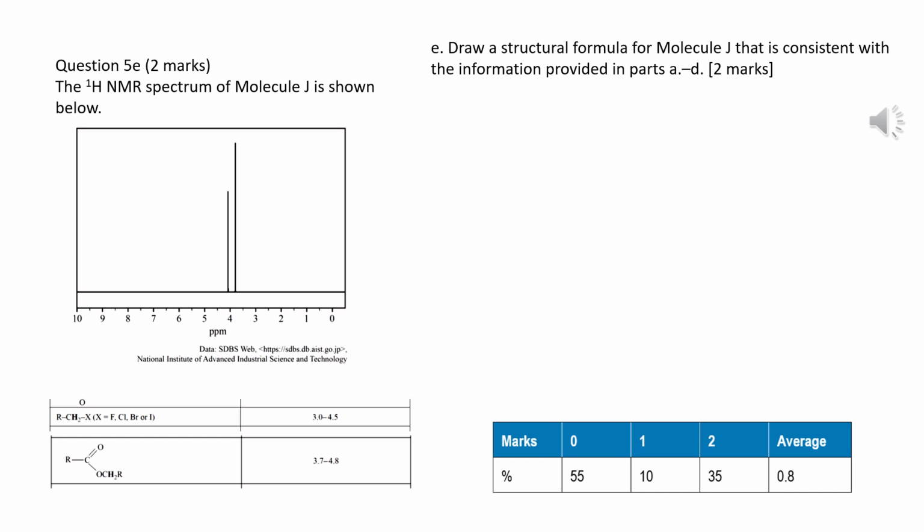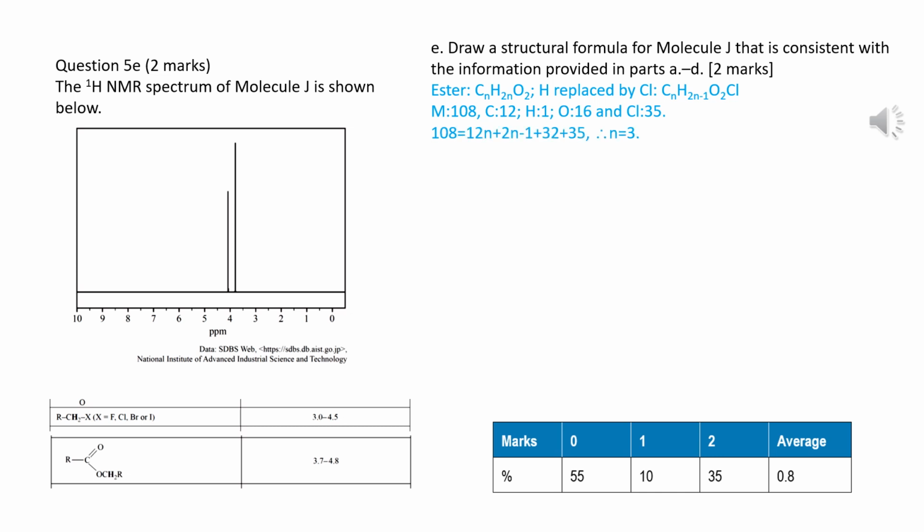If this ester does not contain chlorine, the molecular formula can be expressed as CnH2nO2. This ester contains 1 chlorine, so its molecular formula is expressed as CnH2n-1O2Cl. Substitute the atomic mass of carbon, hydrogen, oxygen, and chlorine into the equation of molecular mass, and solve this equation. The number of carbon is 3, and write the molecular formula.